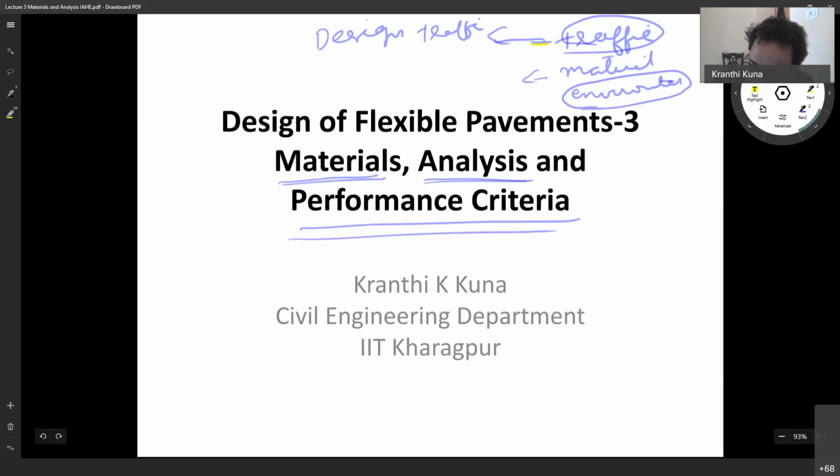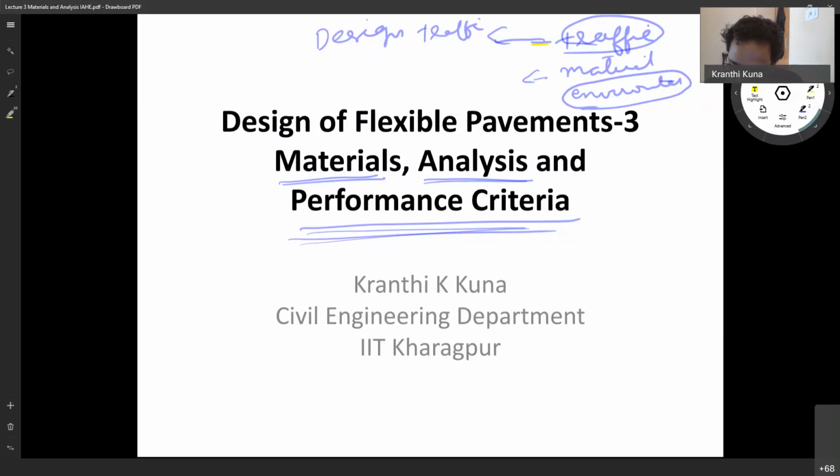Okay, what is analysis? So basically what we'll discuss is an introduction to how we determine the stresses and strains. And performance criteria, we already discussed what is the foundation required for the performance criteria, but I briefly show you what is different performance criteria used by different agencies. Particularly I will be showing AASHTO empirical design criteria and IRC 37 mechanistic empirical design criteria.